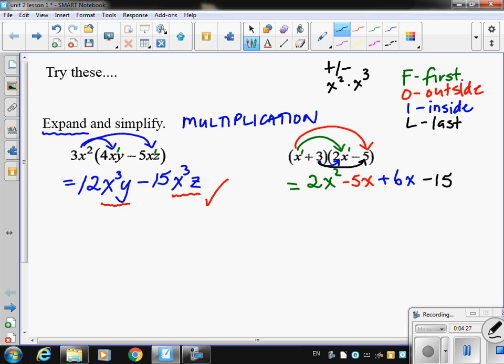I'm going to simplify. I have 2x squared, subtract 5x plus 6x, take away 15. The two terms in the middle are both terms with x. So I can put those together because they are the same name. 2x squared plus 1x subtract 15 is my final answer. We call that a trinomial because there's 3 terms.